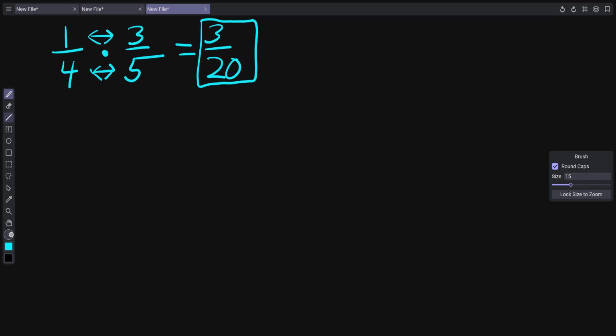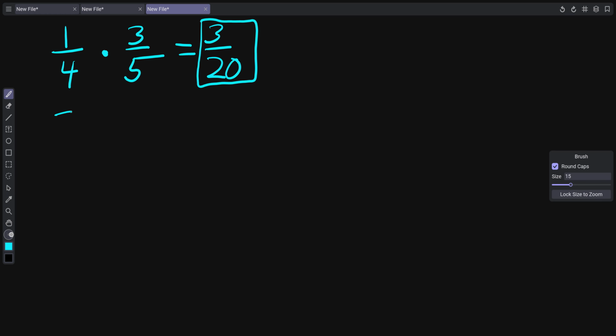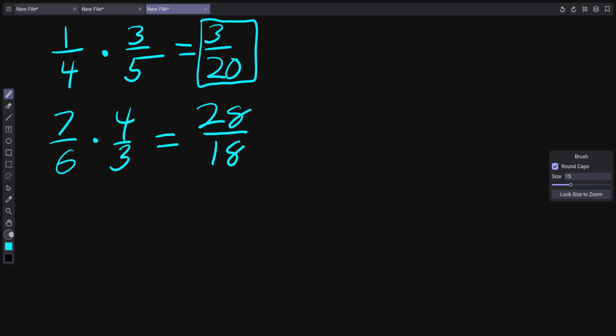I'll give you another example so that you could see. Let's say we had something like 7 over 6, and we wanted to multiply this by 4 over 3. We go through a similar process. We multiply 7 and 4. This will give us 28. And then we multiply 6 and 3, which will give us 18.